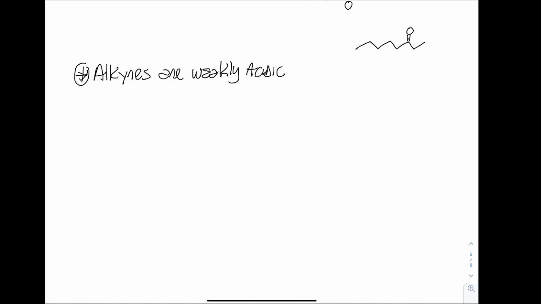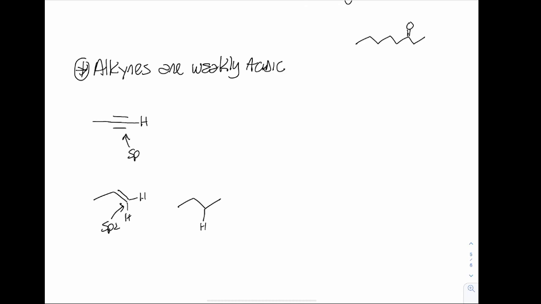So remember that if I look at this, I'm going to show the hydrogen. Usually I don't, but we'll show the hydrogen. Remember, this carbon is sp hybridized. If I was looking at an alkene, I have 2 hydrogens on here, but that carbon is sp2 hybridized. And if I was looking at an alkane, I guess I have 3 hydrogens. That carbon is sp3 hybridized.